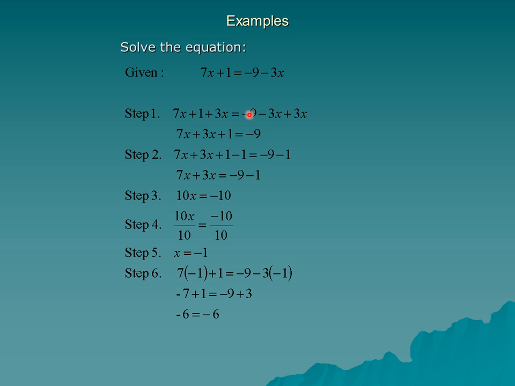You want to get rid of this 1 as well, because remember, at the end you have to get rid of everything except X on the left side. So you subtracted 1 from both sides. Now the right side becomes -10, left side becomes 10X. Now this time you want to get rid of this 10. So you divided both sides by 10. Then you are left with X equals -1, and you applied it to the original equation, and you can see the left side and right side are equal.